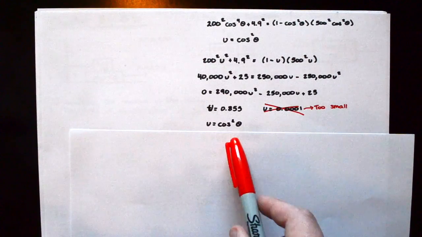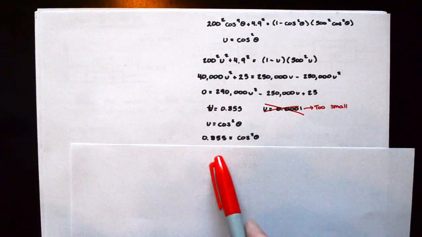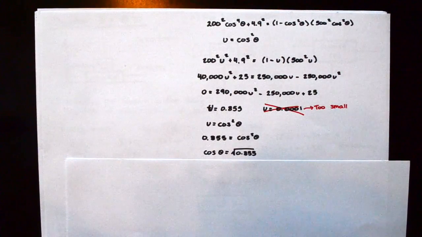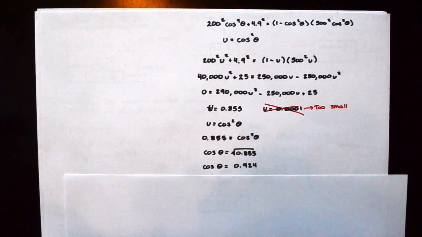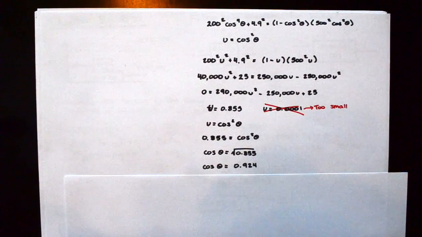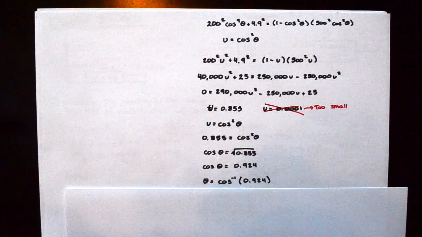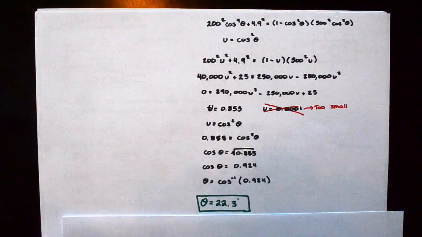So we know that u equals cosine squared theta, so we can set 0.855 equal to cosine squared theta. Then take the square root of both sides. So we get cosine theta equals 0.924. And then if we take the inverse cosine of this, we can get theta. It's going to be 22.3 degrees.